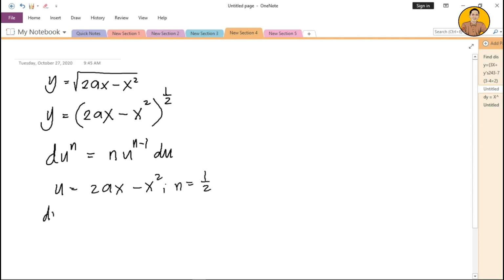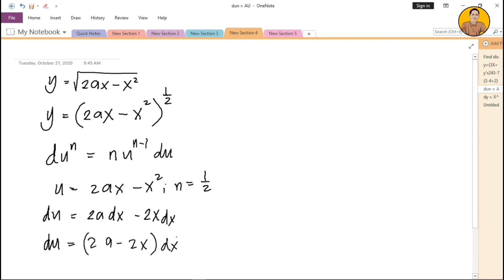Then, differential of u is equal to. Okay? So this is, pag may constant katabi ng variable, when you are differentiating, just retain that constant. Okay? So 2a, that is the constant coefficient of a variable. So 2a, differential ng x is dx, and we have here the derivative of x squared using your power rule, which is 2x differential of x. Okay? So du natin here is equal to 2a minus 2x, the quantity dx. So factor out your differential of x.